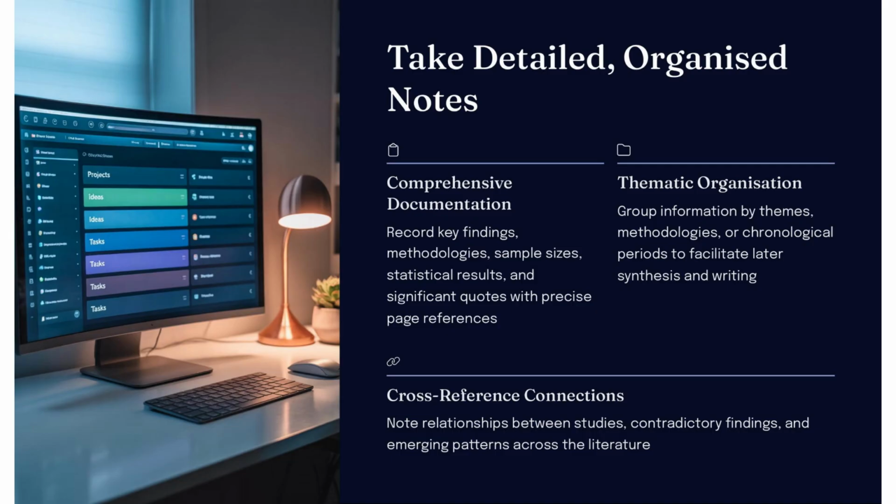Comprehensive documentation is crucial. Record key findings, methodologies, sample sizes, and statistical results with precise page references. Organize notes thematically or chronologically to aid synthesis. Cross-reference connections to identify relationships, contradictions, and emerging patterns in the literature. This structured approach ensures clarity and depth in your review, enhancing the narrative's coherence and impact.